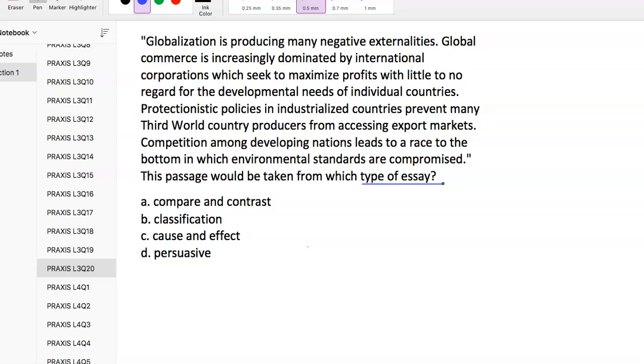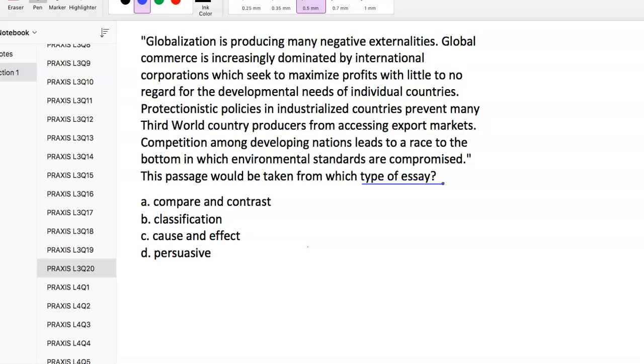Globalization is producing many negative externalities. Global commerce is increasingly dominated by international corporations who seek to maximize profits with little to no regard for the developmental needs of individual countries. Protectionistic policies in industrialized countries prevent many third world country producers from accessing export markets. Competition among developing nations leads to a race to the bottom in which environmental standards are compromised.